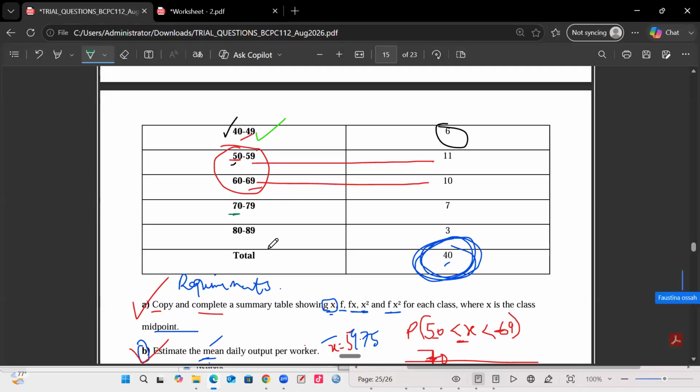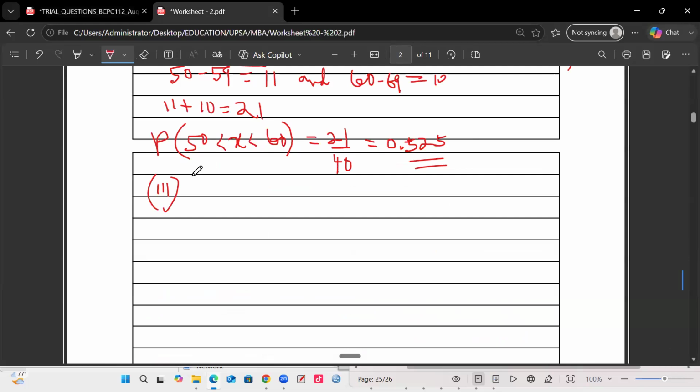So 70 and above. We have only 70 to 79 and 80 to 89. Which figures are above 70? 79 is above 70. 80 is above 70. And 89, the limit is 89. It doesn't continue. So if it says at least 70, it means 70 to 79 and 80 to 89. Do you get it? So let's finish it. You can write it as the probability into brackets at least 70 units.